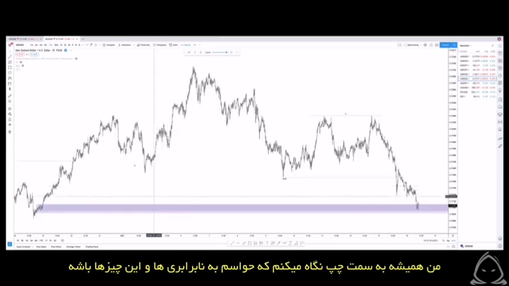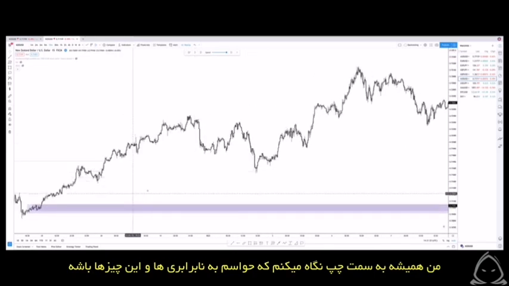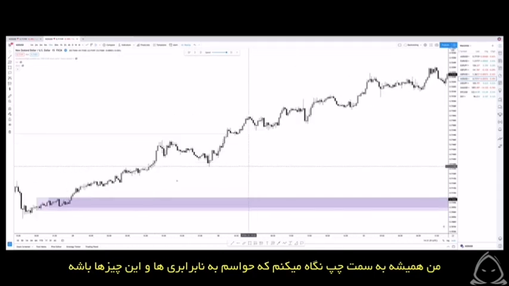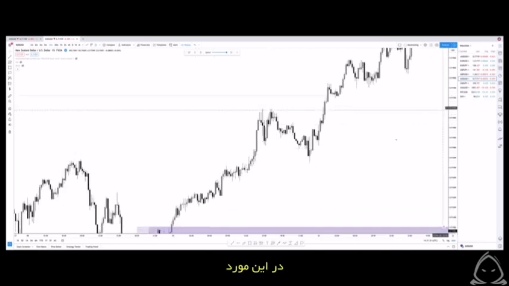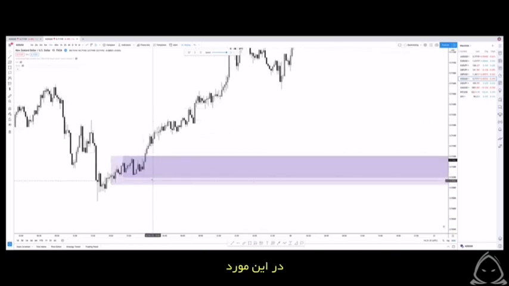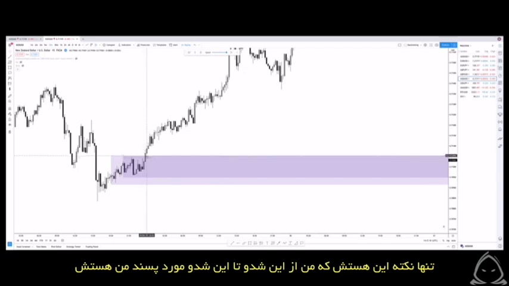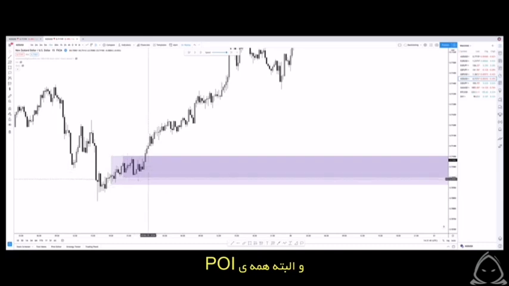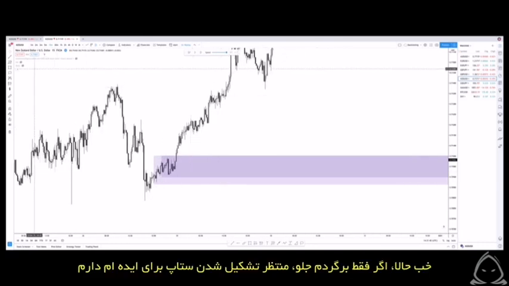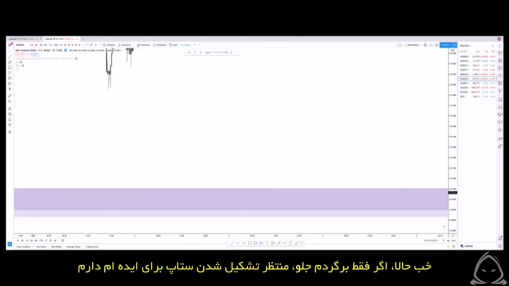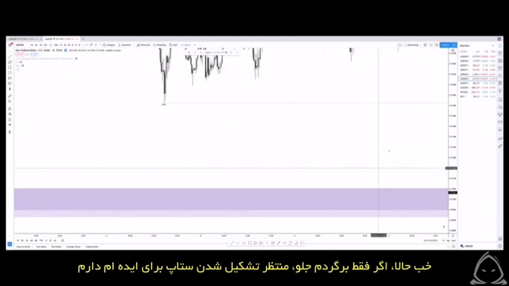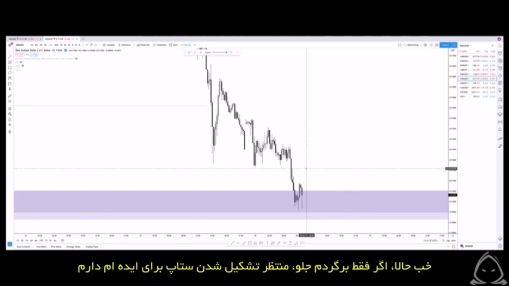I always have a look left just to see if there's anything inside that potentially needs to be aware of, imbalances, anything like this. In this case here, it's all looking pretty healthy. Price hasn't really left any major imbalance for us. The only point really is this wick to this wick here that I'm interested in, and of course the overall POI. So what I do now is, if I just go back, I will look to potentially set up and frame my idea for a trade.